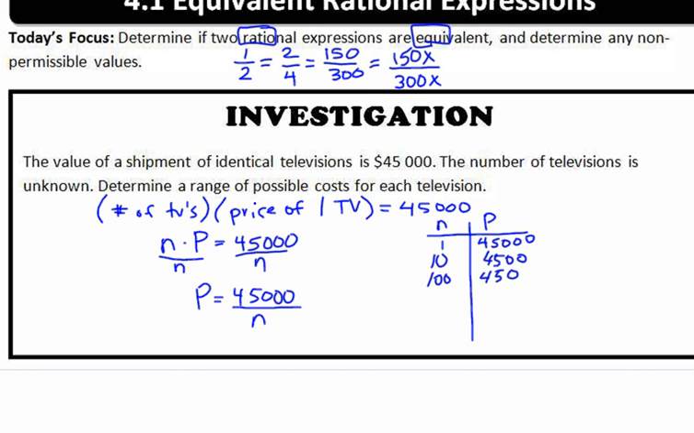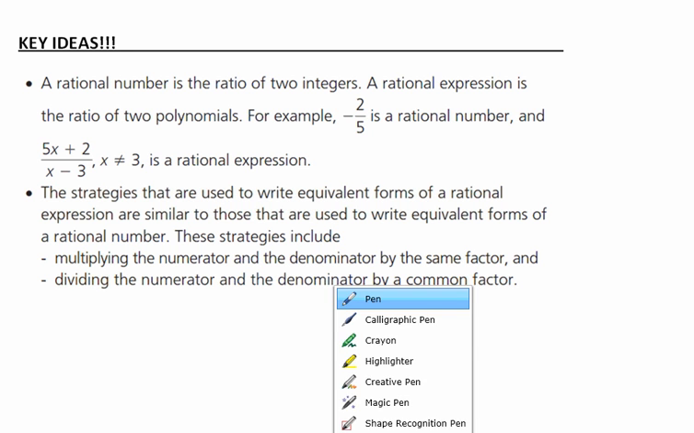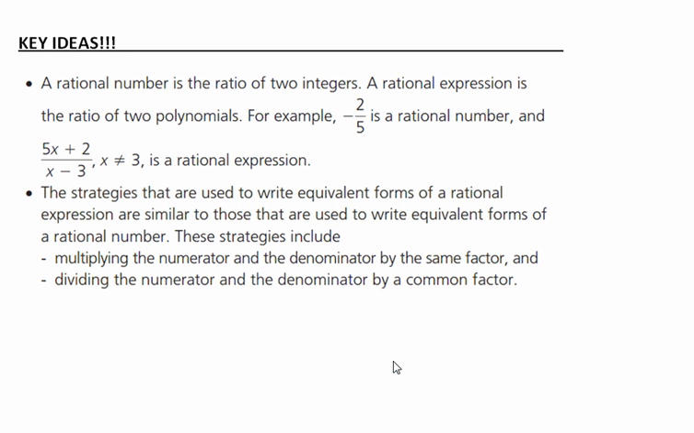Okay, moving on. A rational number is the ratio of 2 integers. A rational expression is the ratio of 2 polynomials, right? A polynomial has a variable in it.